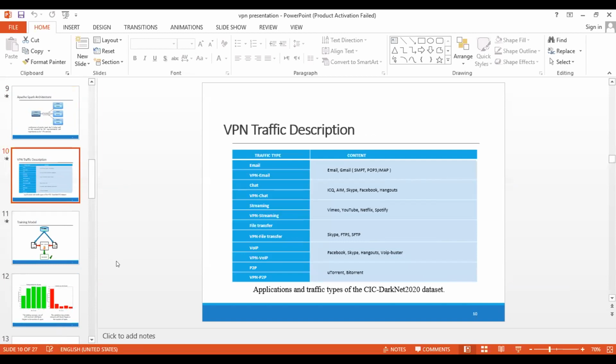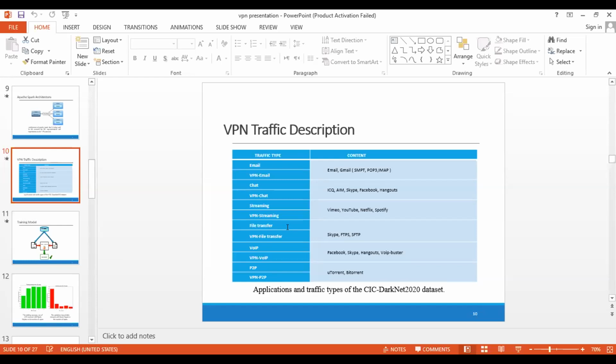To build a machine learning model that can predict the right next hop when the related contact graph data entry is plugged into it, application types of VPN and non-VPN. I used these 6 application and traffic types of the CIC Darknet 2020 dataset: email, chat, streaming, file transfer, VoIP, peer-to-peer.